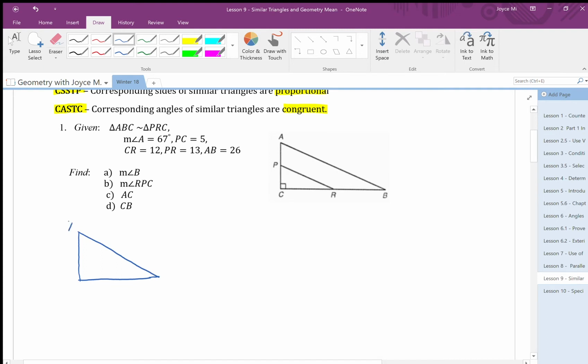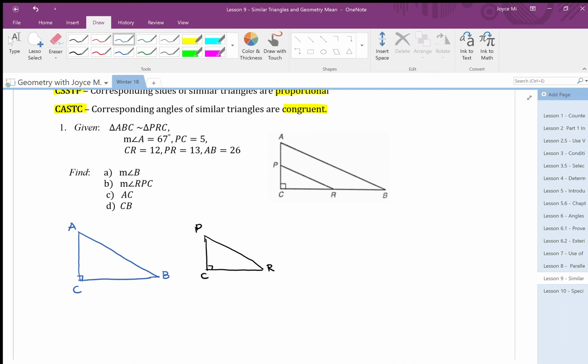That's my A, B, C. Okay, and then I also have another triangle, a little smaller, and that is my P, R, C. Now I'm going to mark the corresponding parts. I'm going to use a little tick mark for corresponding parts only.